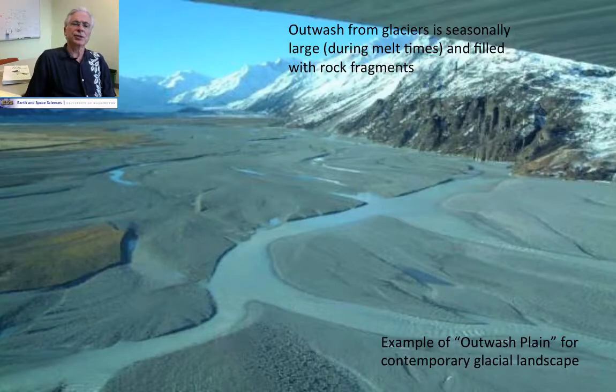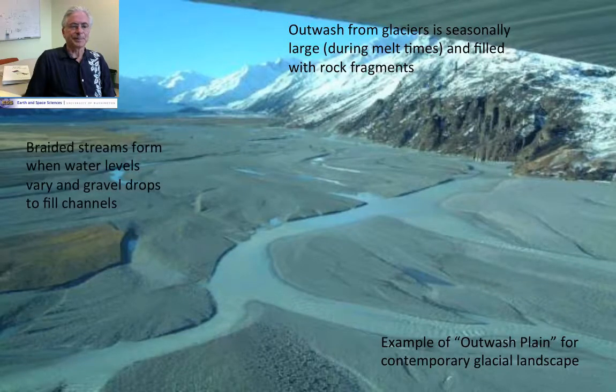So just imagine such a scene at the toe of the glaciers during the last ice age, leaving behind a record of sand, gravel in enormous outwash plains. So there's the braided streams, water level varying, and gravel dropped.